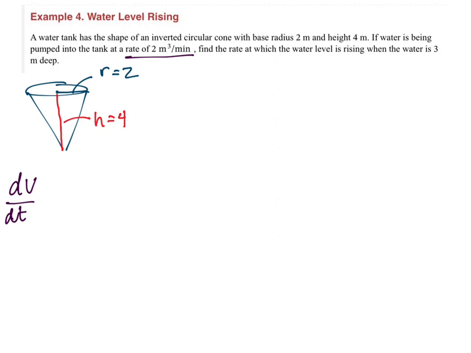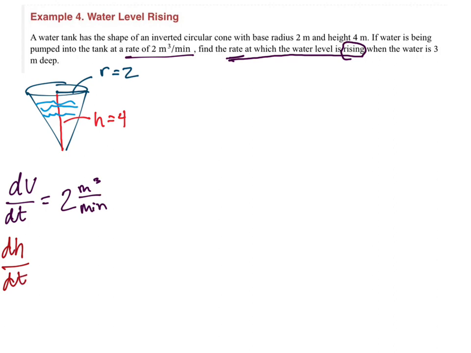Okay. Find the rate at which the water level is rising. So what am I looking for? We have the derivative of the volume. We said that was 2 cubic meters per minute. Find the rate of change of height. Find the rate at which the water level is rising. As they're filling it with water, we're looking for how the height is changing. So we're looking for dH/dt. Is that making sense as to why that's what we're looking for?